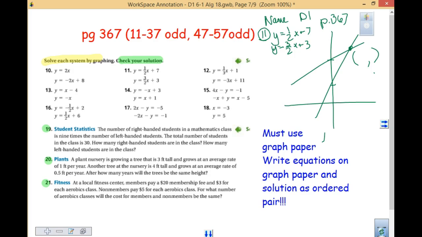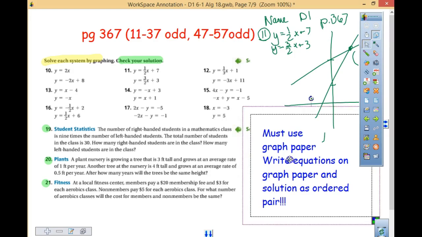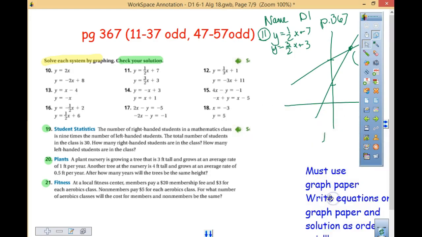On the back of your graph paper, we're going to take a look at number 19. When you read number 19, by the end of this unit, you'll be doing a ton of these type of questions, but we haven't seen a lot like it. It says the number of right-handed students in our math class is 9 times the number of left-handed. Since our variables are y and x when we're graphing, do you want the right-handed people to be x, or do you want the left-handed people to be x? It doesn't matter. You just have to choose. So what do we want to choose?